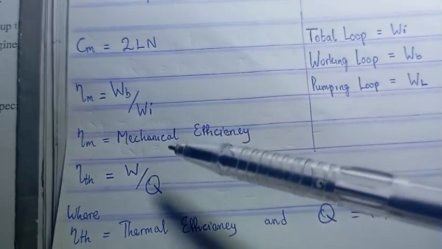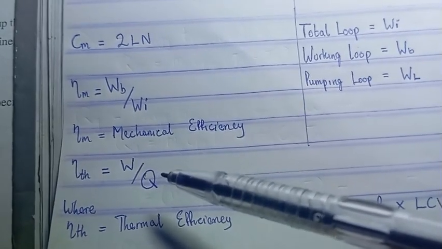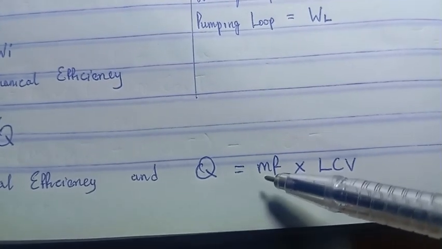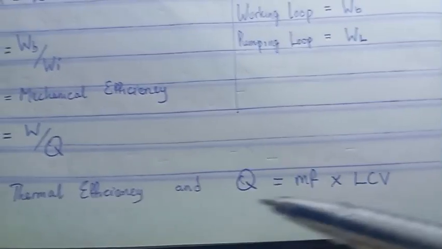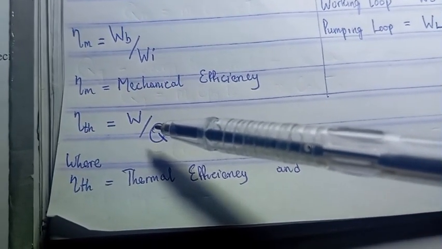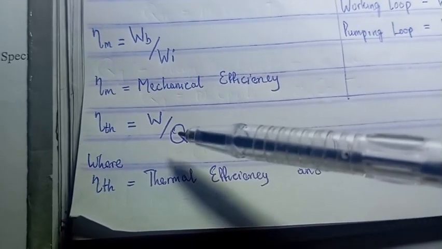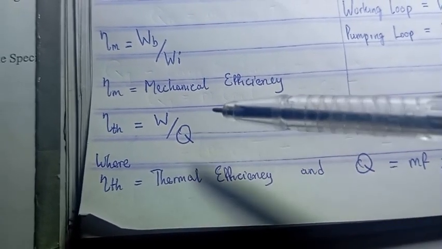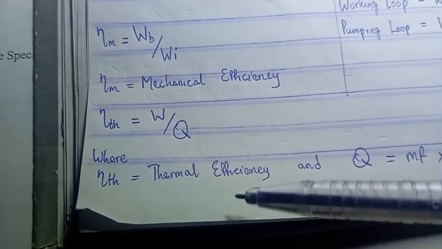Now there's another type of efficiency. We have our thermal efficiency, which is W over Q. You know that Q can be given with the formula mF, that is your mass of fuel, times your LCV. Now this W can either be your indicated power or your brake power. Whichever one you choose to put determines the kind of thermal efficiency you get.